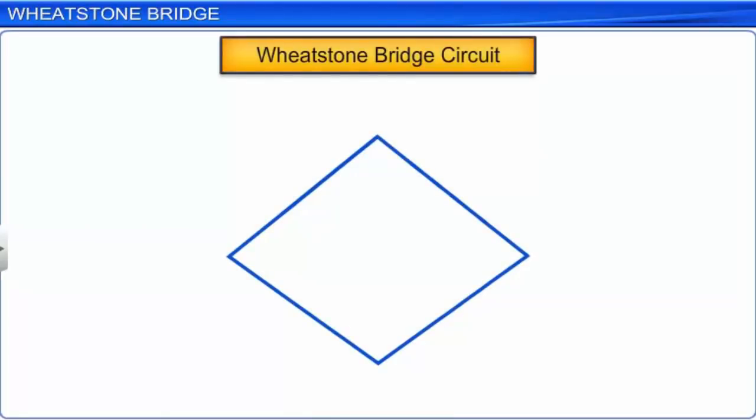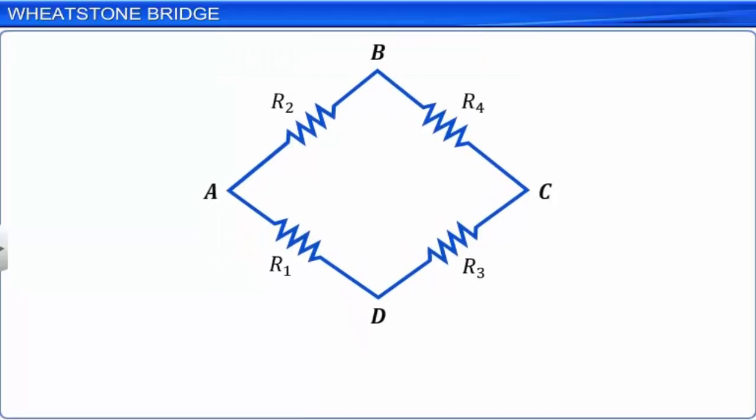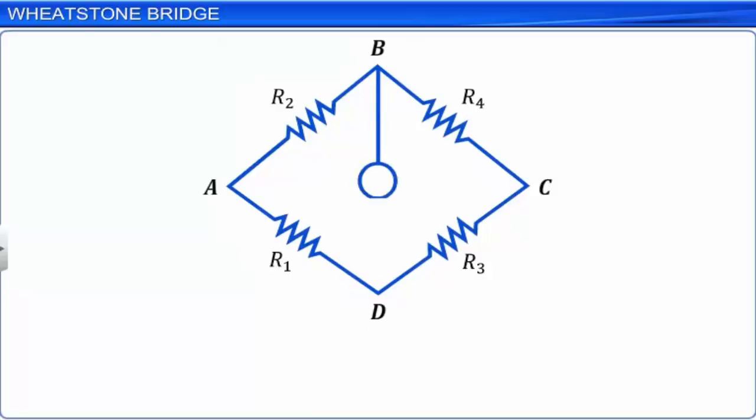The Wheatstone Bridge is an electrical circuit shaped like a rhombus, ABCD. The 4 sides of the rhombus are made up of 4 different resistors, R1 to R4. Across the vertical diagonal BD of the rhombus, a galvanometer is connected to detect current. Across the horizontal diagonal AC, a cell is connected.